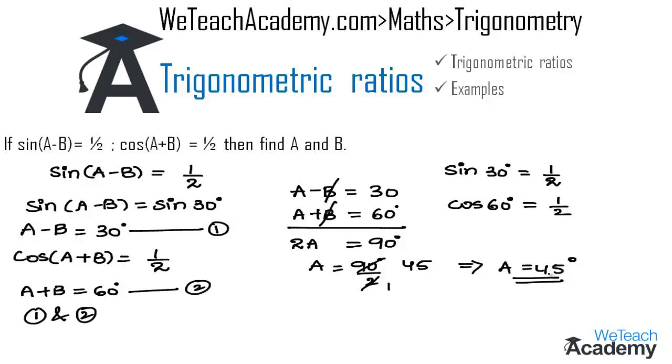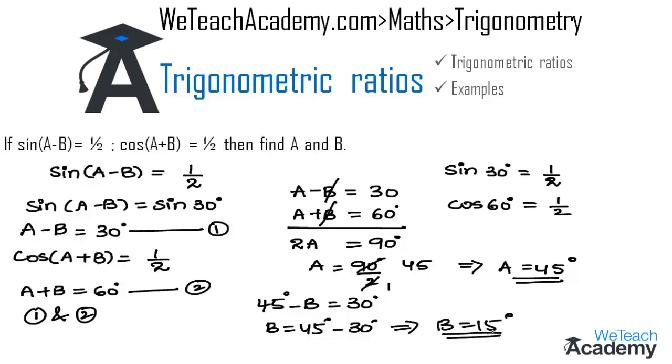Now in order to find the value of b, let us substitute the value of a in any of these equations. Substituting the value of a in equation 1, we get 45 degrees minus b is equal to 30 degrees. So b is equal to 45 degrees minus 30 degrees. By subtracting we get b equal to 15 degrees. Hence these are the values for both a and b.